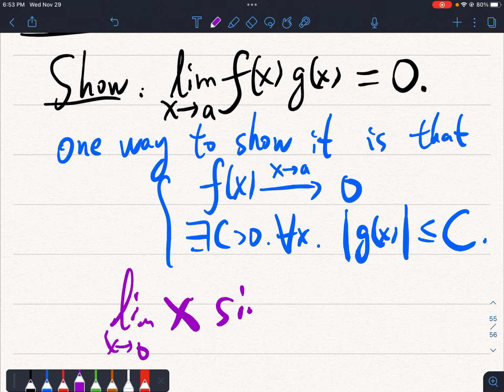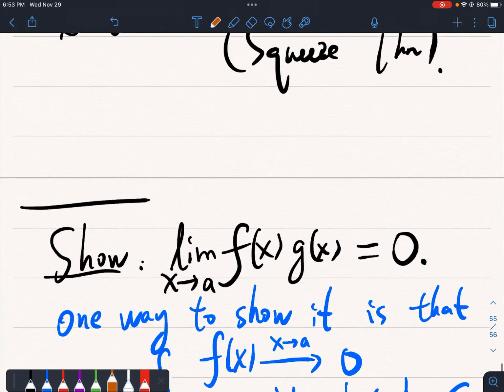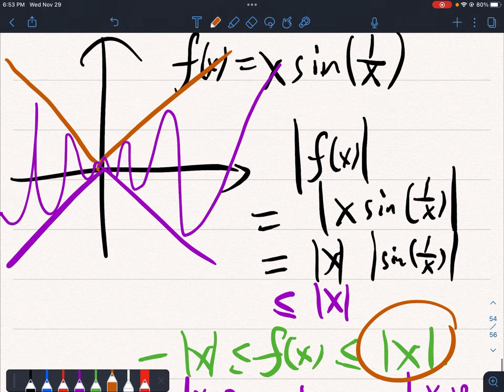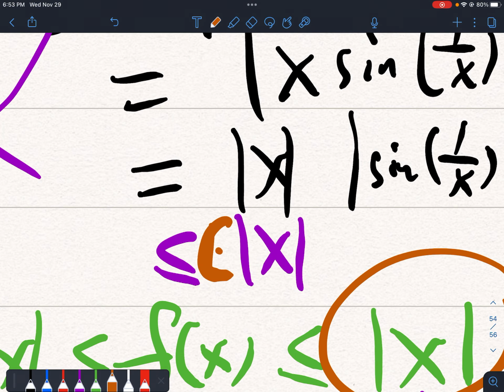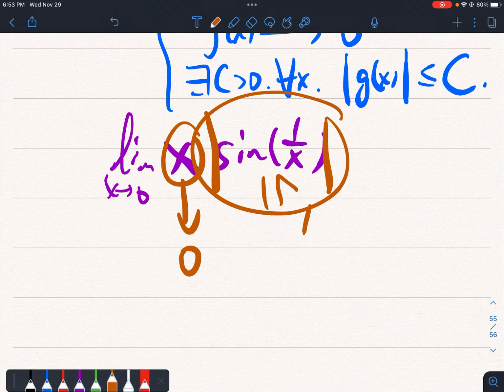Okay, so in our previous case, this is the limit as x approaches 0 of x times sine of 1 over x. In this case, x approaches 0, right? When x approaches 0, x approaches 0. But this is bounded because this absolute value is at most 1. You can see that we use this bound. So if this is at most c, then this is c. But it doesn't matter because a constant times something that approaches 0 also approaches 0.